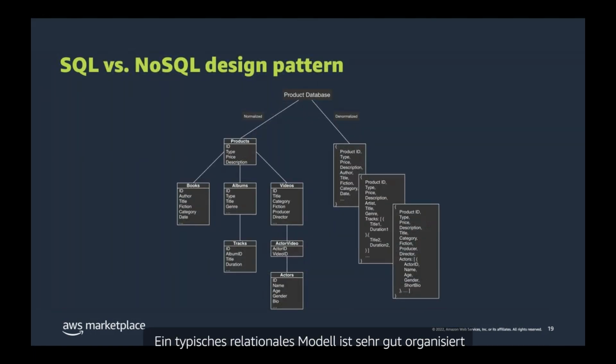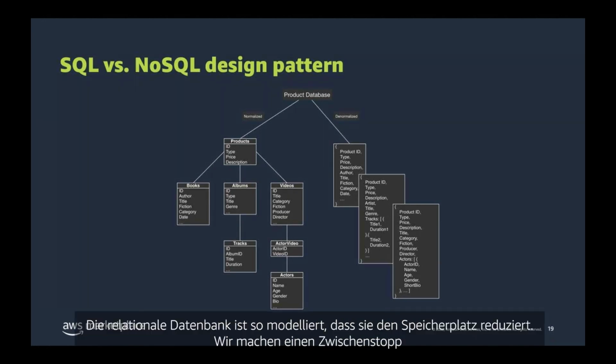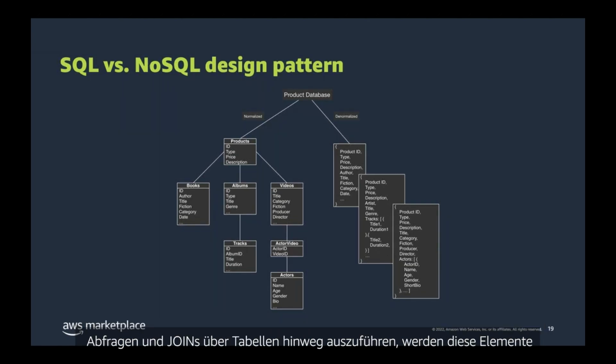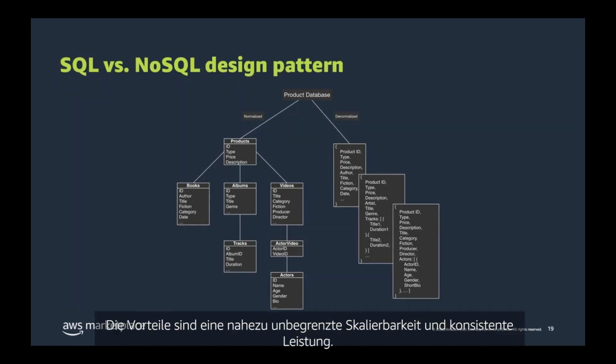A typical relational model is nicely organized in human readable constructs, tables that are related to categories. The relational database is modeled to reduce storage. We step off into the world of aggregated items, essentially pre-built items. Rather than running queries and joins across tables, these items are written as they will be retrieved. This requires understanding the access patterns and writing the data appropriately. And the benefits here are nearly limitless scale and consistent performance.